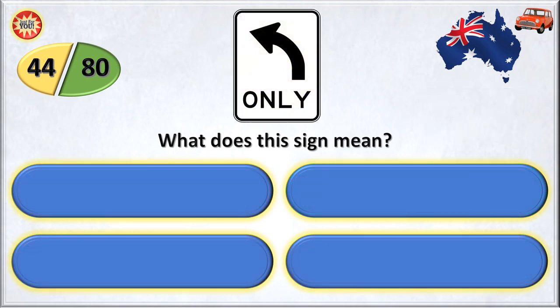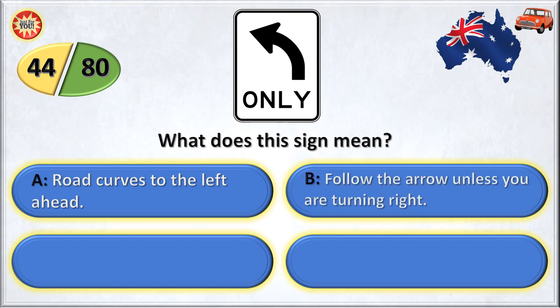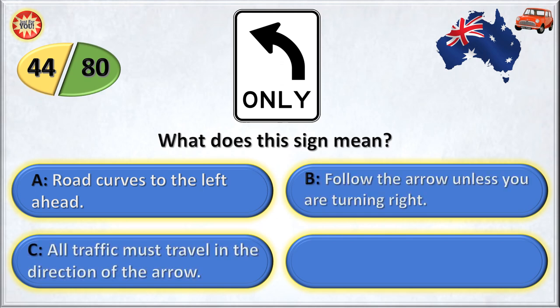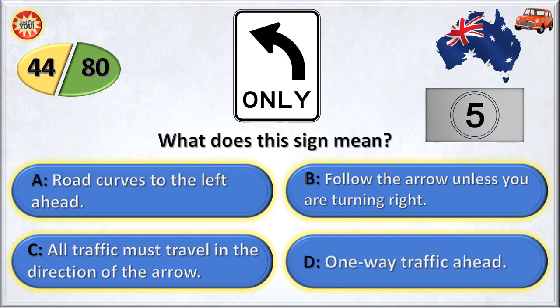What does this sign mean? Road curves to the left ahead. Follow the arrow unless you are turning right. All traffic must travel in the direction of the arrow. One-way traffic ahead. All traffic must travel in the direction of the arrow.